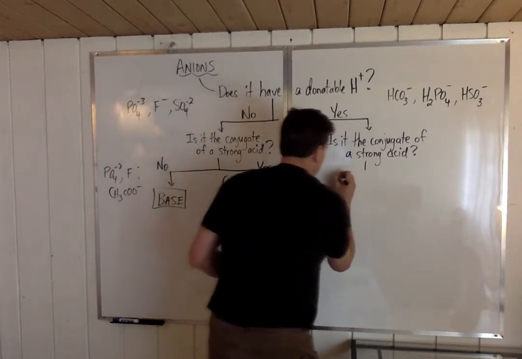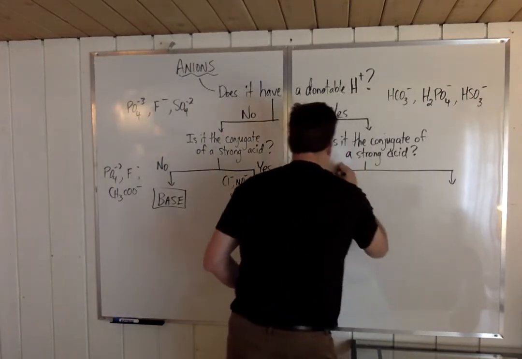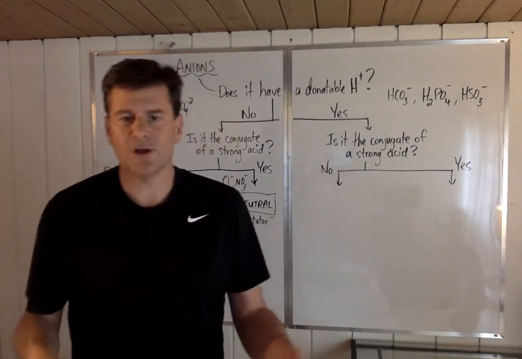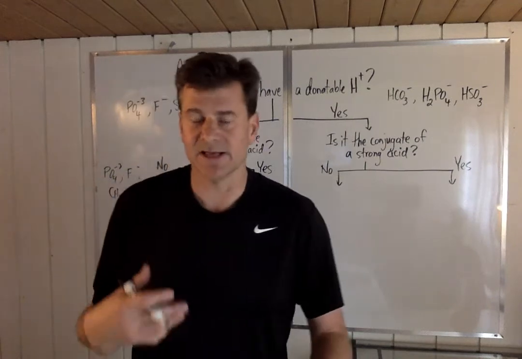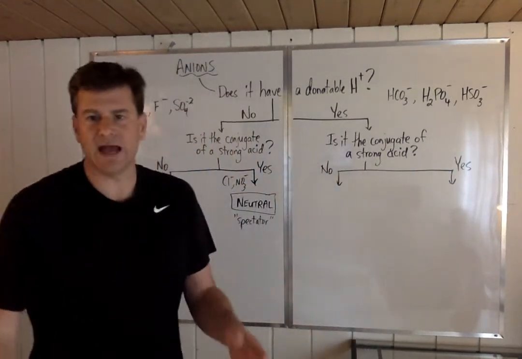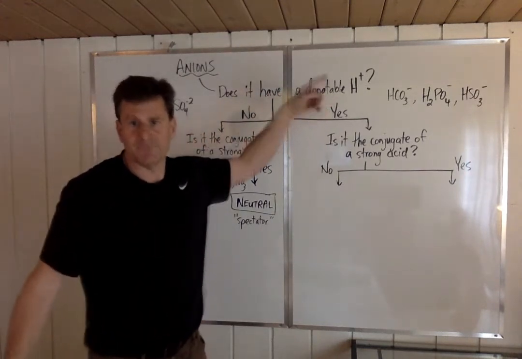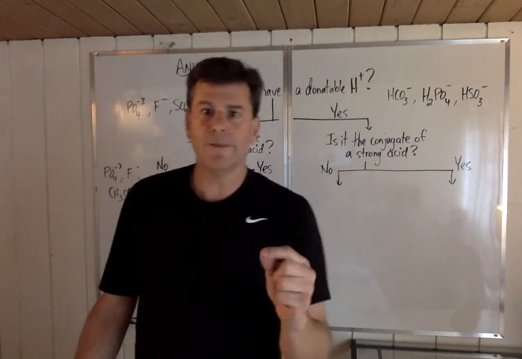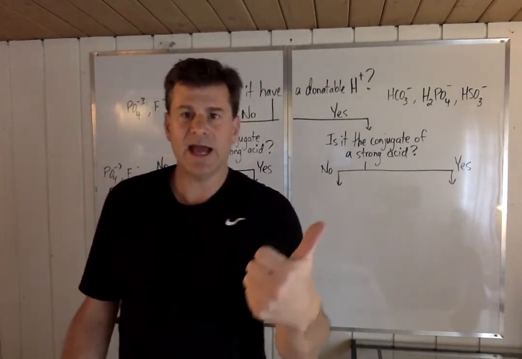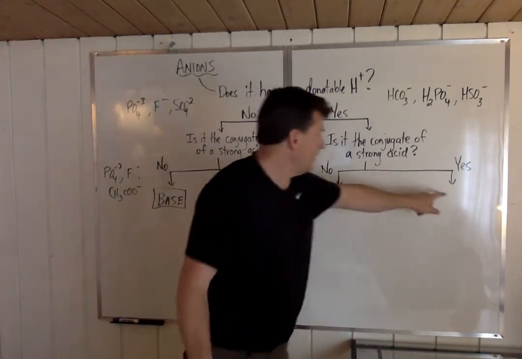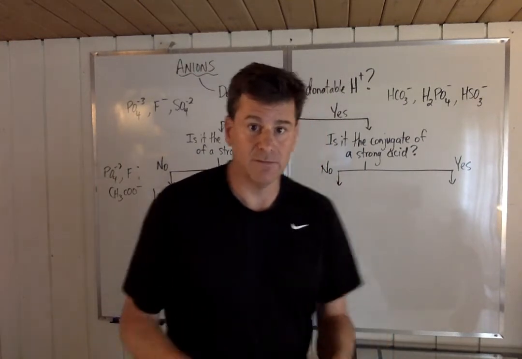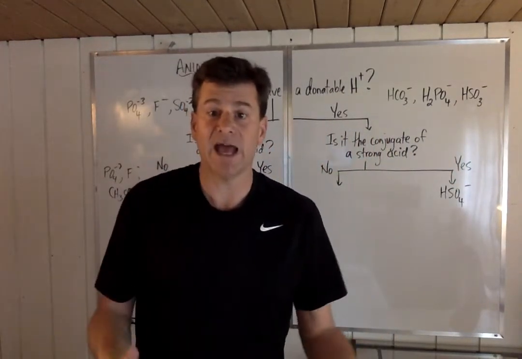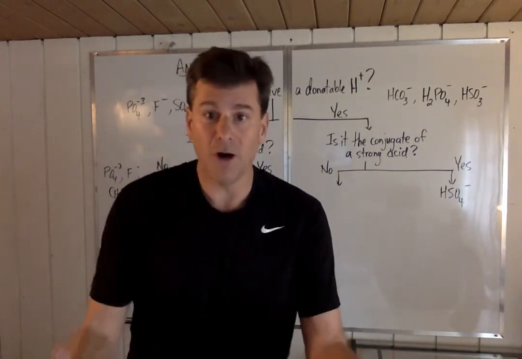So I'm going to go with no and yes. Are you the conjugate of a strong acid? If your answer to this question is yes, and you're at this stage, so you've asked the question, does it have a donatable H? Yes. So it's got an H on the left-hand side. Are you the conjugate of a strong acid? Yes. Well, there's only one thing out there in the universe that has a donatable H and is the conjugate of a strong acid. So right here, this is not a category of things. This is a thing. It's HSO4 minus. That's what you must have. If you say yes to both of those questions, you are HSO4 minus.